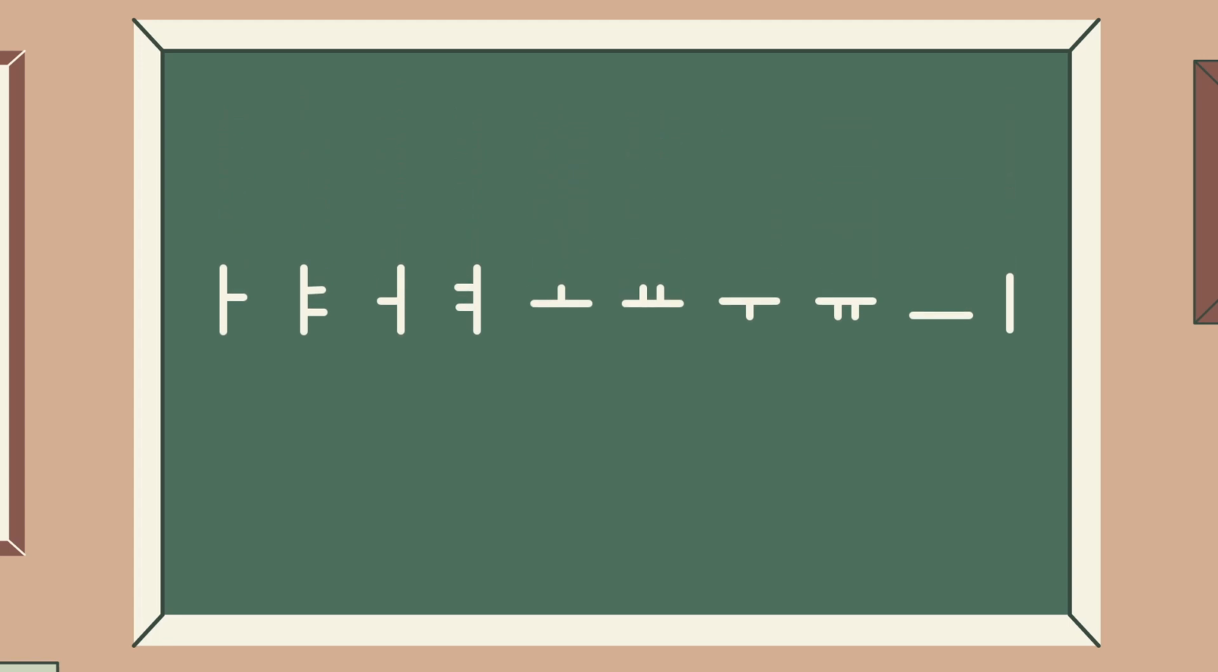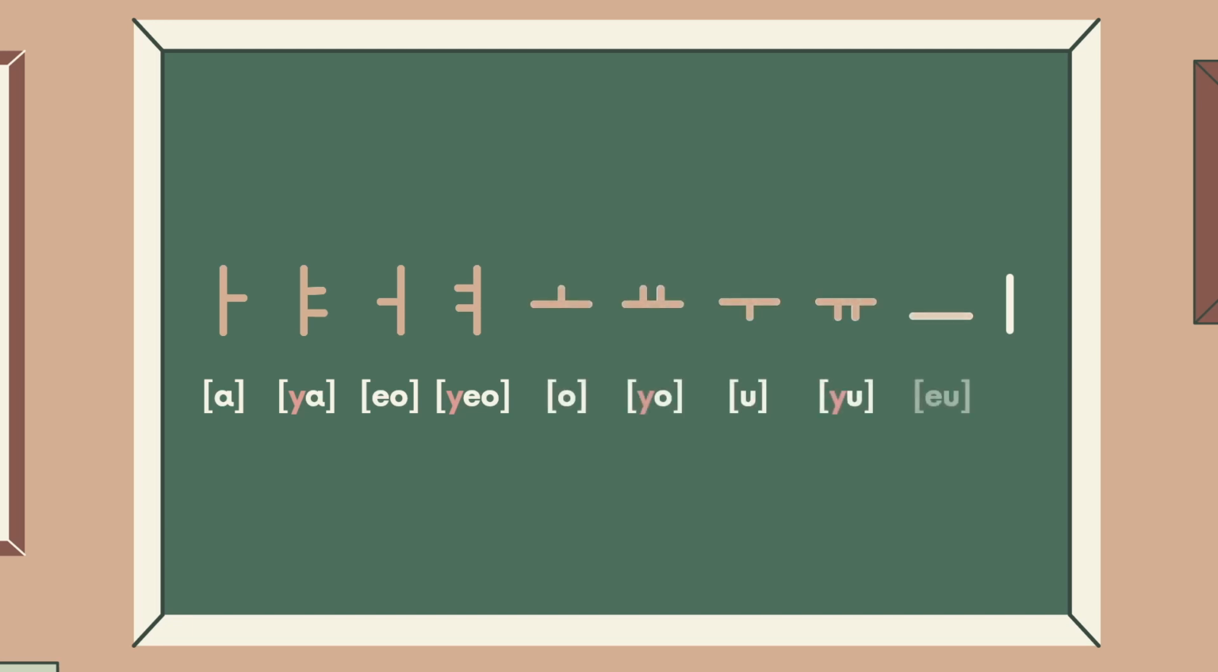You have just learned all the basic vowels in Korean alphabets. Now let's practice. A, Ya, O, Yo, O, Yo, U, Yu, U, E.